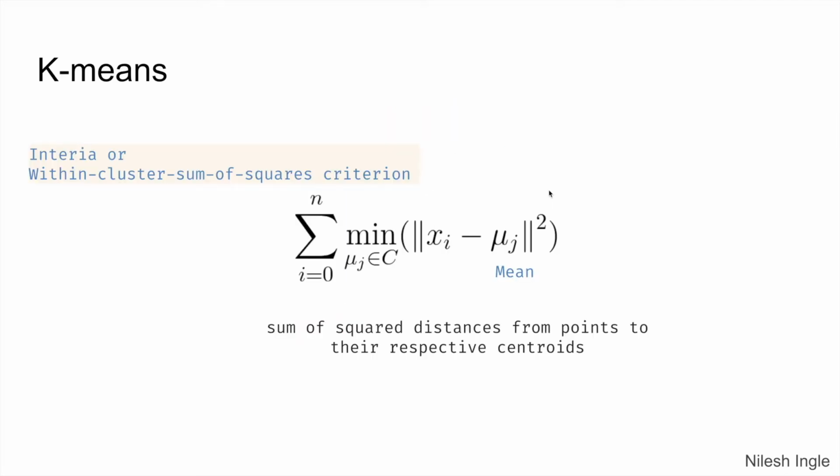And this is the cost function that is minimized. So basically what we are trying to do is minimize the squared distances from points to their respective centroids using this distance. The mu is the mean right here.